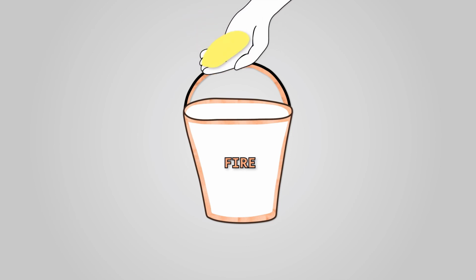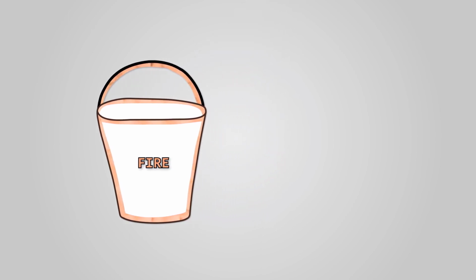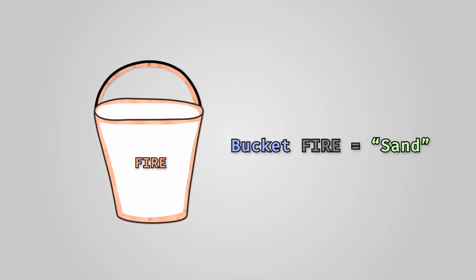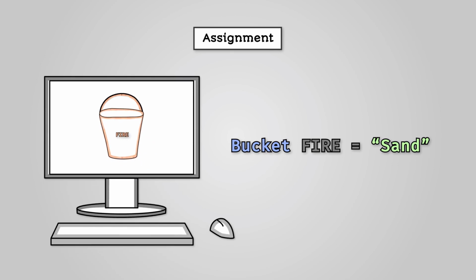Let's assume we are going to fill our bucket with sand. If we were to write this in code, it would look something like this. The process of putting something in a bucket is called assignment. We refer to assigning a data value to a variable. In other words, the area of memory that we created and gave a name to now contains a value.